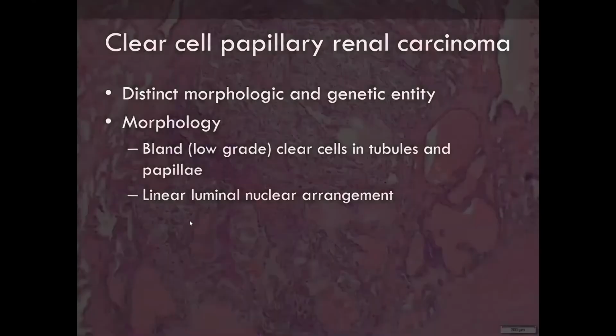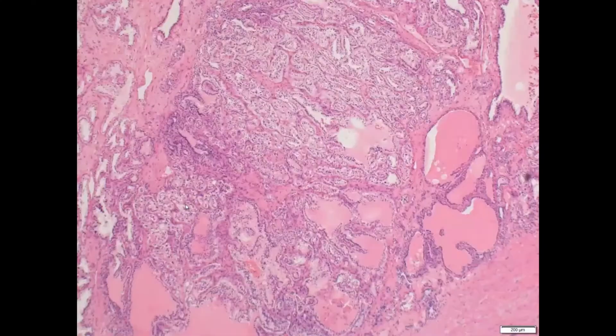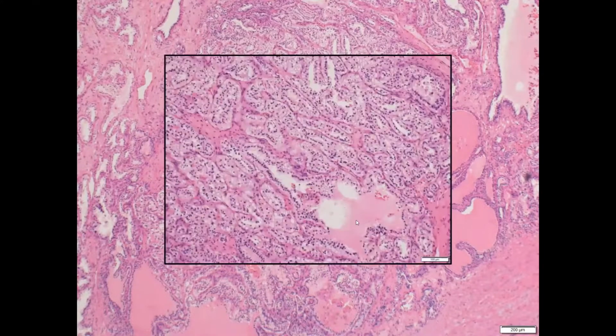And the most important thing, as we all know, is the nuclear arrangement, which is a very peculiar linear luminal arrangement of the nuclei. So this is a prototypical image of a clear cell papillary renal cell carcinoma, where you have many tubules, some cysts, and also some papillary structures. If you look closer at this, you will see the nuclear arrangement that I was talking about. So there is a linear arrangement of these nuclei towards the luminal aspect of these tubules. And you can see that in many, many places in this tumor.